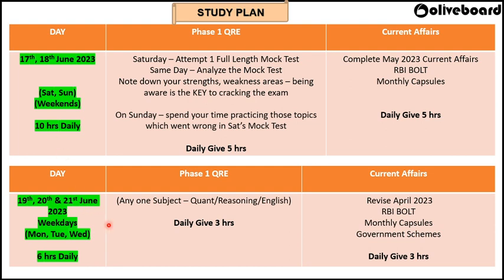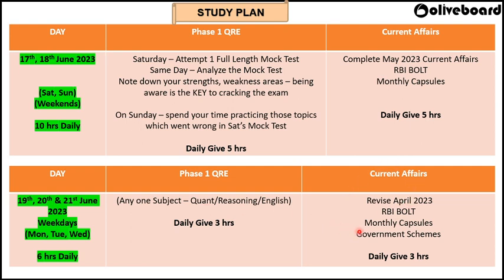Fine. Now, for 19, 20, and 21st, you need to give 3 hours daily to any one subject. It can be quant, reasoning, or English. This can also be based on how you have performed in the full length test, and you have already identified that you might not be good in any one of these sections, or there is some risk that you run, maybe with reasoning or English or quant. So please put in your efforts in that particular section.